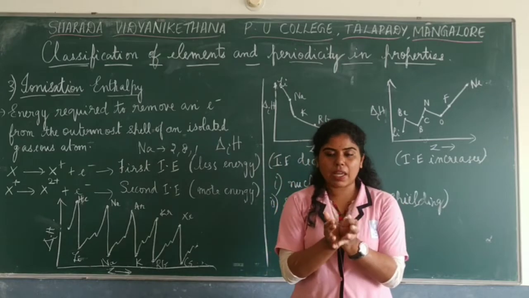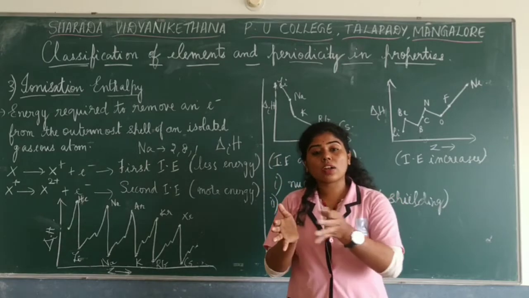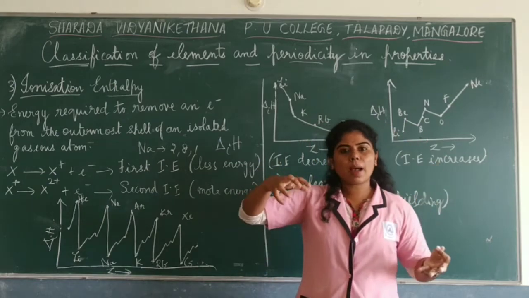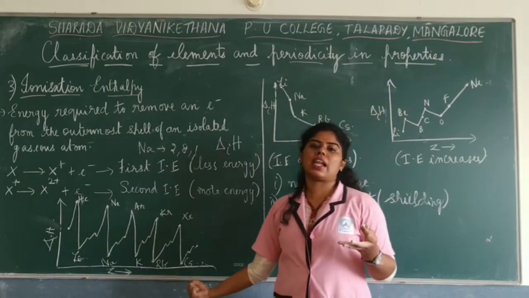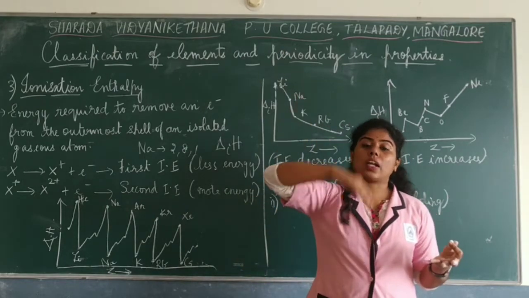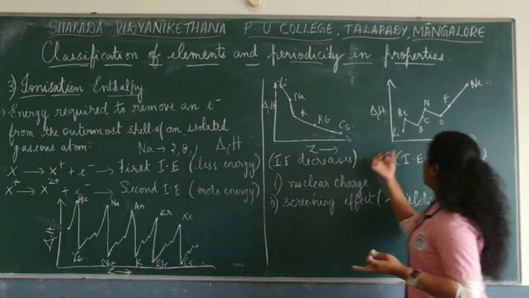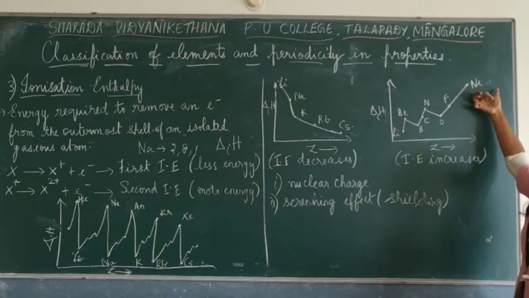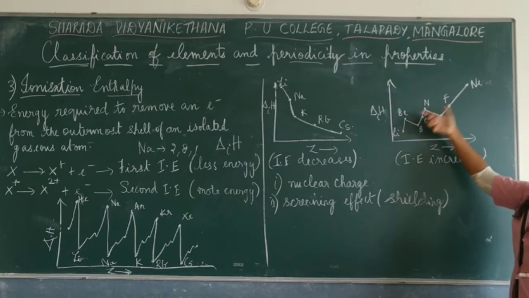Electrons are being added in the same shell itself. So what happens to the nuclear charge? That force of attraction is more. So what happens? It is very difficult to remove an electron. So the energy required is very high. So ionization enthalpy also increases along the period. This is along the period.